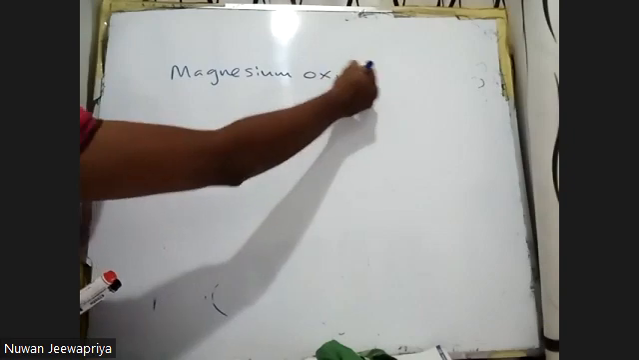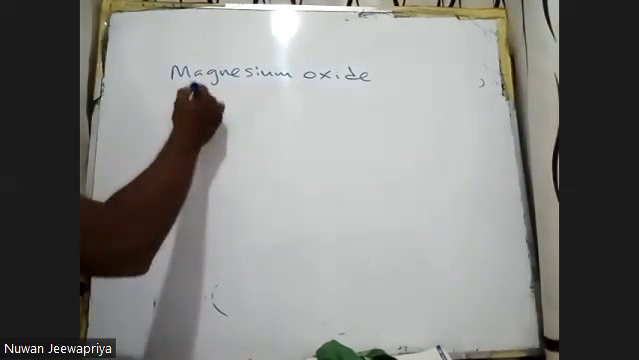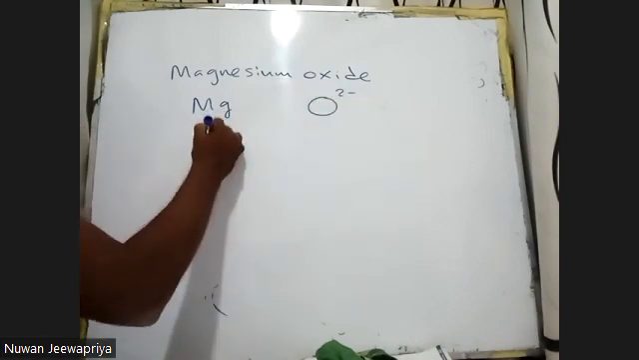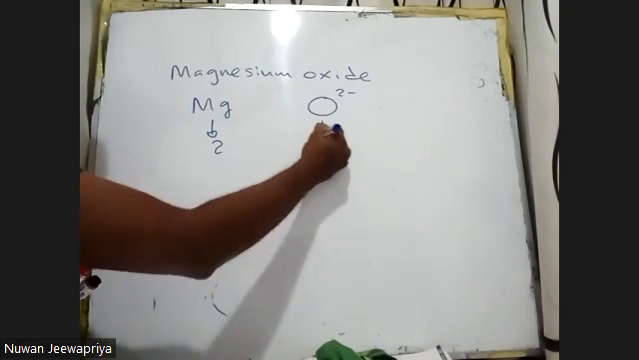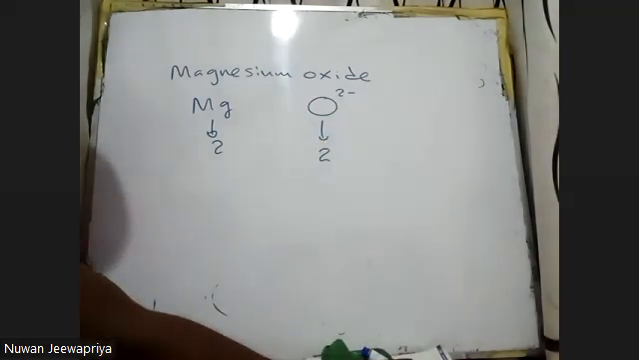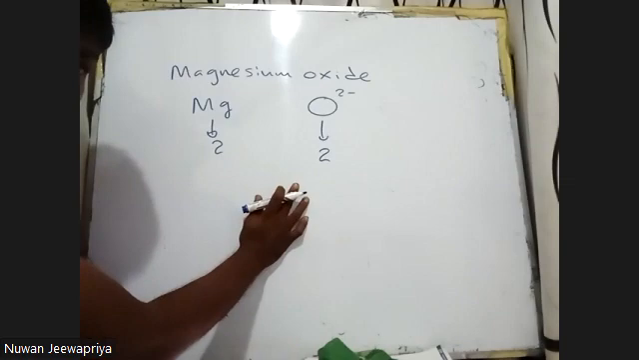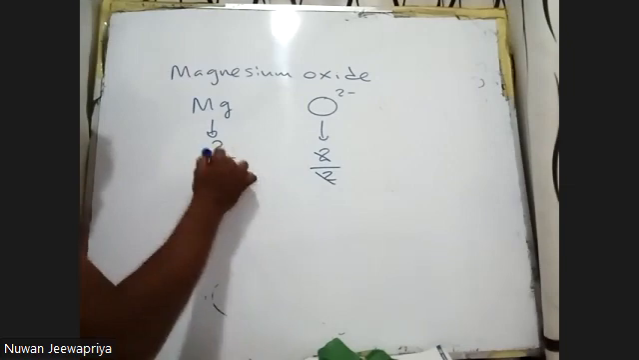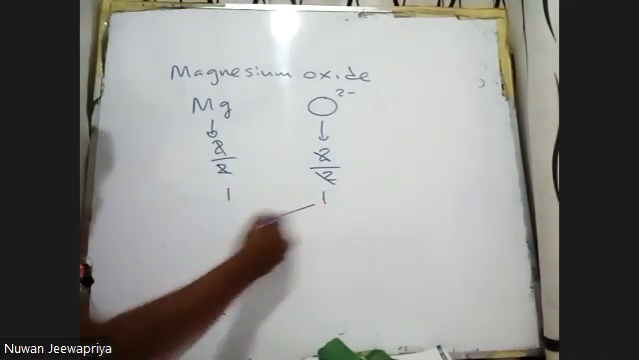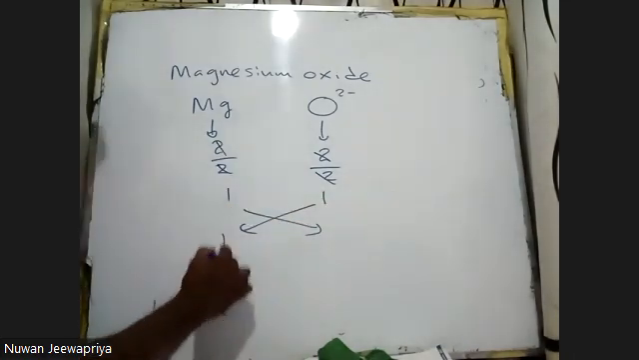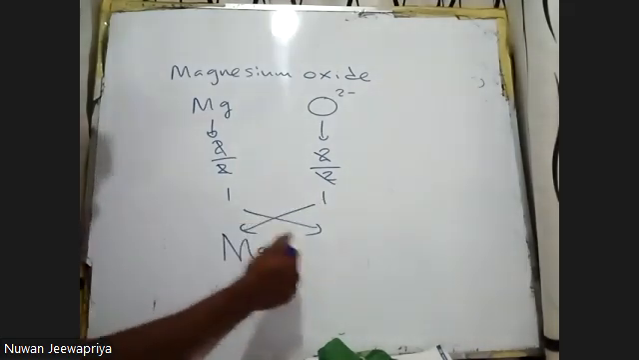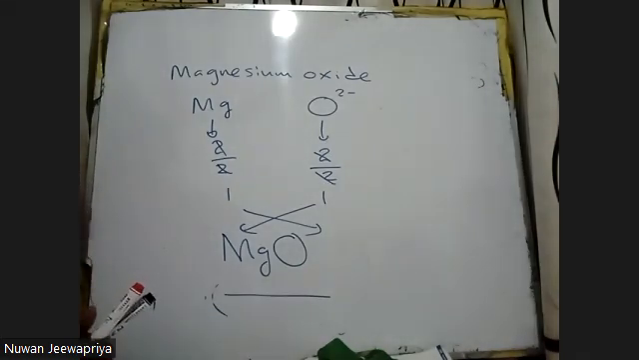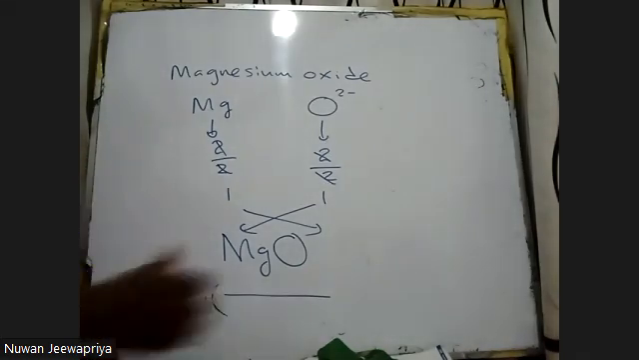Magnesium oxide. Magnesium is Mg. Oxide is O2 minus. Magnesium's valency is 2. Oxide valency is also 2. That can be simplified again: 2 divided by 2 and 2 divided by 2, and it is what? Cancel off, 1 and 1. So now we interchange. Magnesium gains number 1, oxygen gains number 1. So it is MgO. That is the answer. Right. Then the next one.